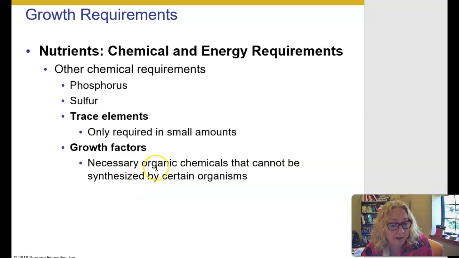Trace elements and growth factors, sulfur, phosphorus. So there are others, and you will see this as we continue.